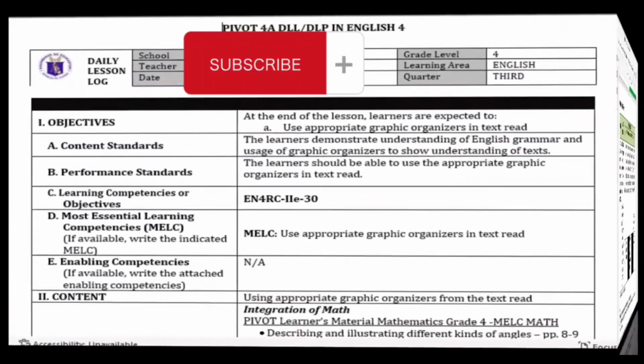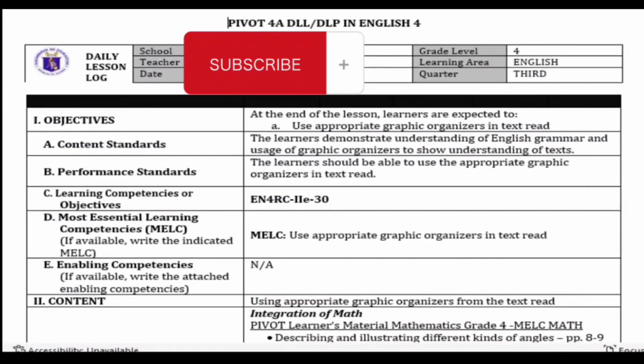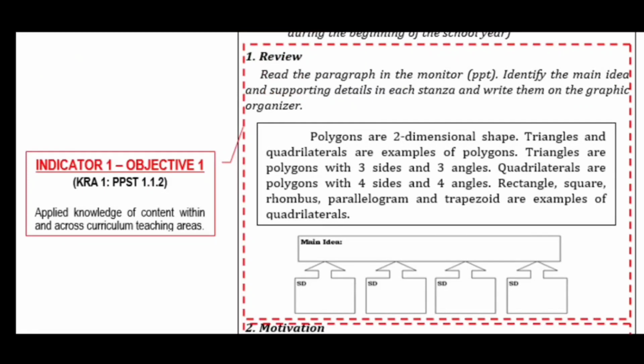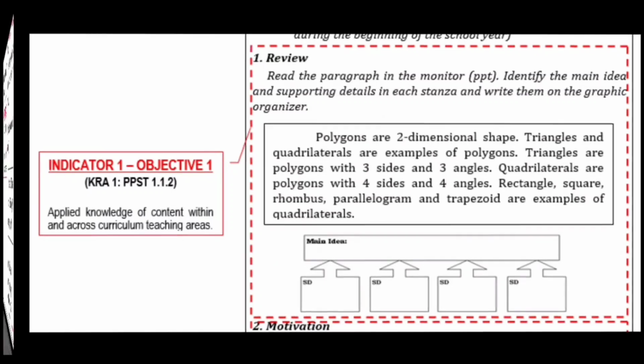In my lesson exemplar, I will show to you the subject matter I teach and the ways I integrate my topic to the other subject. So here in my lesson exemplar, the main subject is English grade 4. So here in review, I integrate lesson in mathematics, which is about the polygons. So the learners or the pupils will identify the main idea and the supporting details about the polygons.